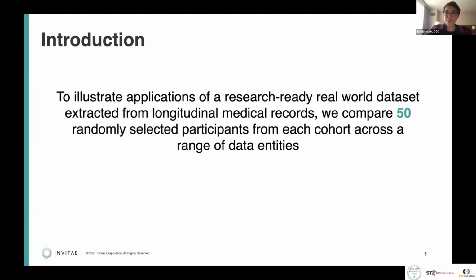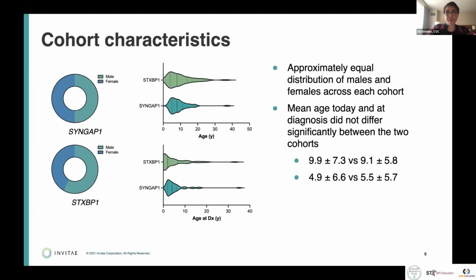In order to illustrate the range of data that we collect from longitudinal medical records, we've randomly selected 50 individuals from each cohort, and I'm going to be sharing some data with you for those individuals. To start with, here are some characteristics of the 100 participants spread across STXBP1 and SYNGAP1. On the left-hand side here, we're looking at the distribution of males and females. We can see that it's a roughly equal distribution for both populations. And then these two graphs here are showing the distribution of age, whether that's age today or age at diagnosis. We did not see any significant difference between the two cohorts in terms of age today or age at diagnosis. And we can see the averages here are relatively close to each other.